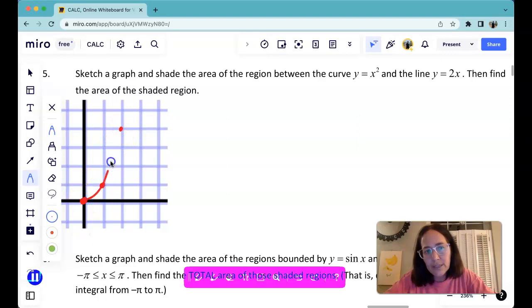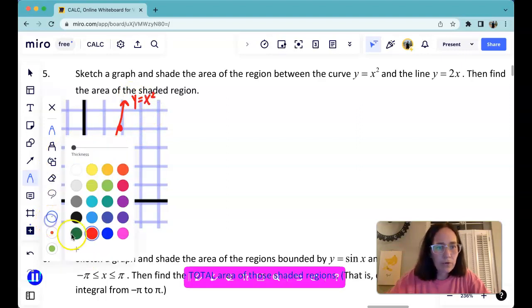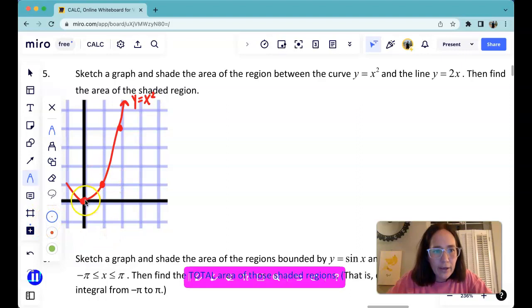This is the right side of that parabola. If we need the left side, we could show that too. But for now, I'll just focus on the right. It'll come up this way as well. And I'll label it y equals x squared in red. And then maybe in blue, let's graph y equals 2x. So 2x goes through the origin, and it has a slope of 2, this straight line here.